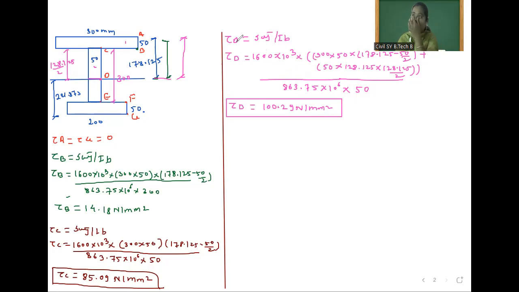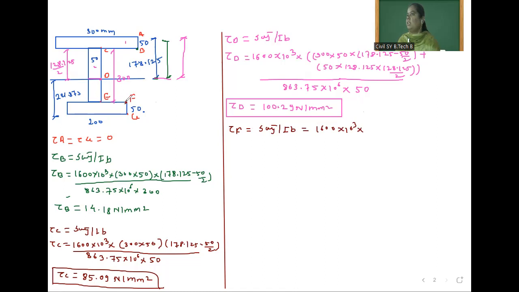After that, first we will calculate for F and then we will calculate for E. Okay, so next shear stress at F. First we will calculate for F. So tau F is equal to the same equation, S A y bar divided by I B. So S, shear force, 1600 into 10 raised to 3 into, now we are calculating at F.